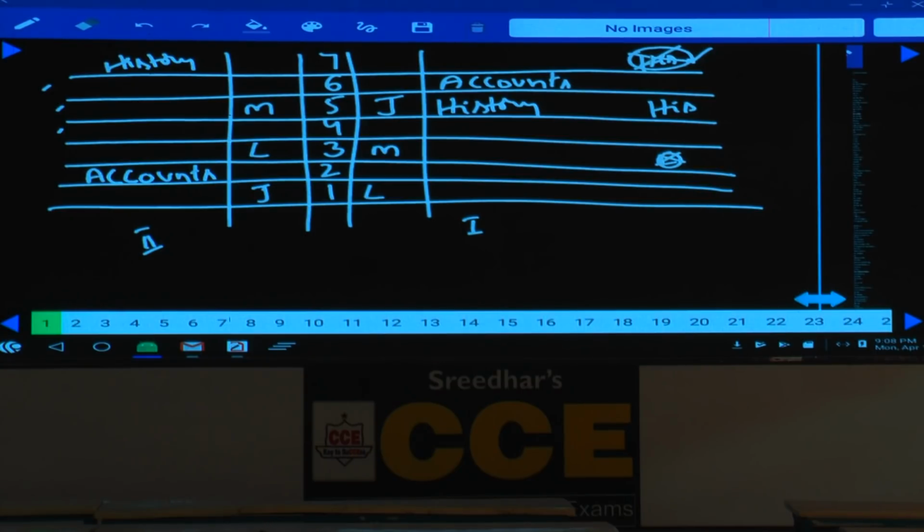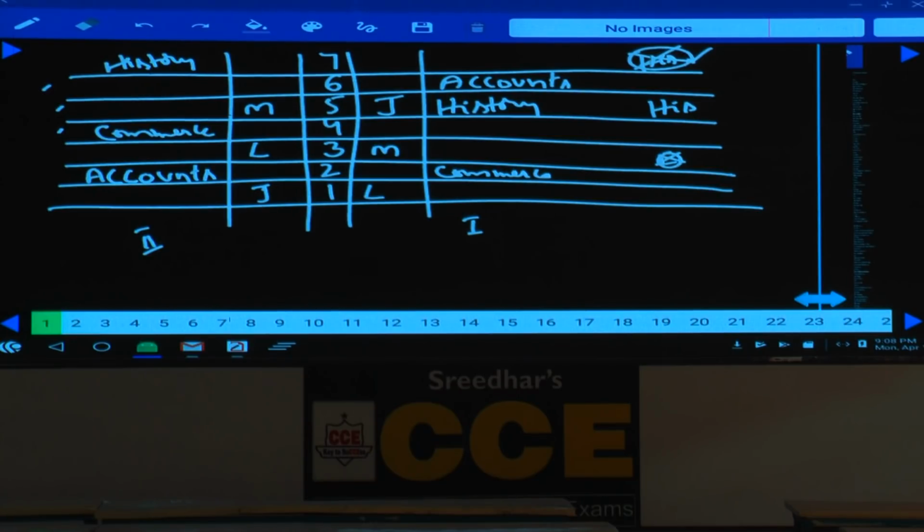Then the one who likes commerce lives immediately above L. Commerce is immediately above L in the first case, so the one who likes commerce must be on the second floor. And in the second case, the one who likes commerce must be on the fourth floor. Done with this? The one who likes commerce lives immediately above L.